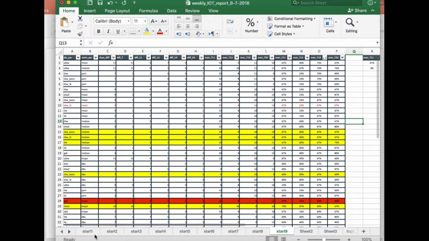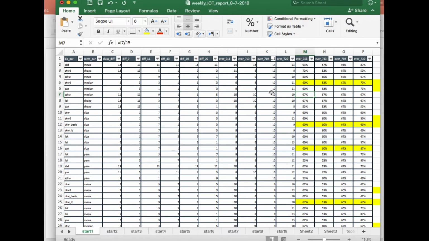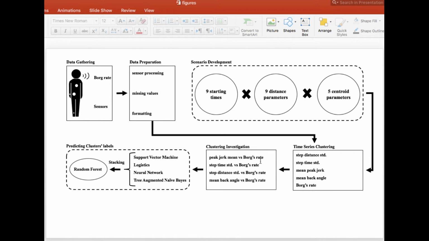So we sort our results based on the overlap between jerk and Borg's rate. Then we want to see how the other three sensors' data overlap with each other. If Borg's and jerk mean have high overlap with each other, is it the same between step time standard deviation and Borg's rate or not? Or how about having high overlap between peak jerk mean and Borg's rate? At the same time, do all of them have good overlap with the Borg's rate or not?